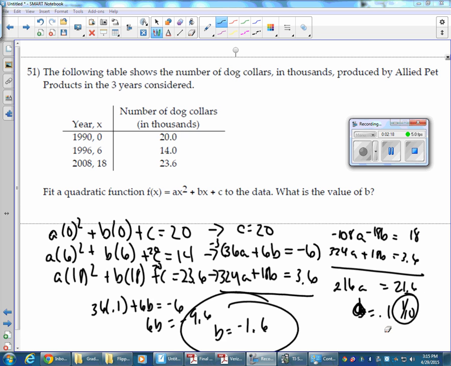Divide both sides by 216, I get that a is equal to 0.1, or 1/10, if you want to write it that way. It doesn't really matter. If a is 0.1, then I can go to one of these equations, like this equation right here, 36a plus 6b equals negative 6, and plug in 0.1 for a, and solve, and I get b. If a is 0.1 and I solve it and subtract and divide, I get that b is negative 1.6. And that's what the question says. What is the value of b?